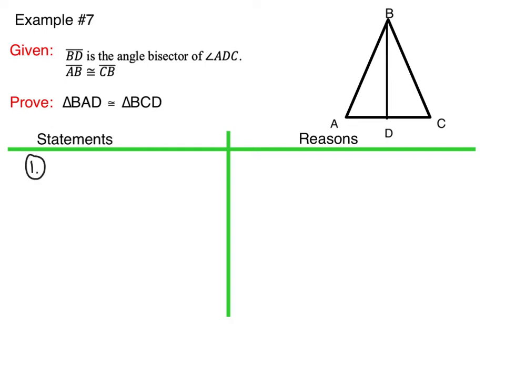Now make sure whenever you write a statement and a reason, you number them and make sure that they match up. So the first one is going to be that BD is the angle bisector of angle ADC. And that reason is given.